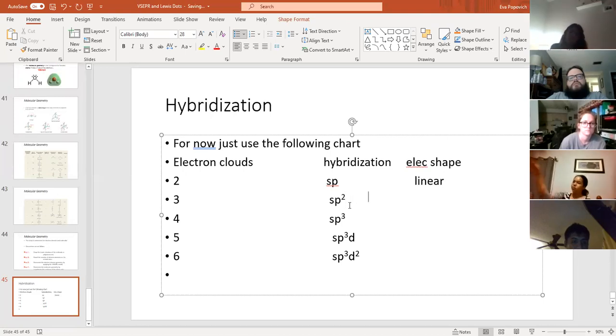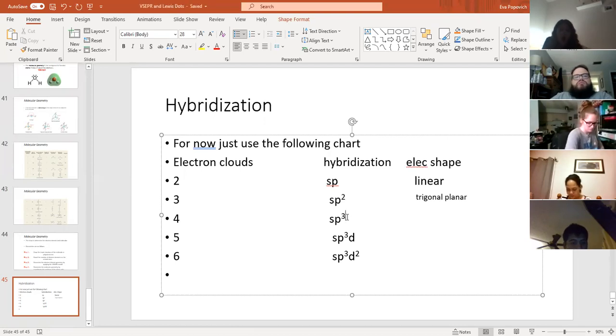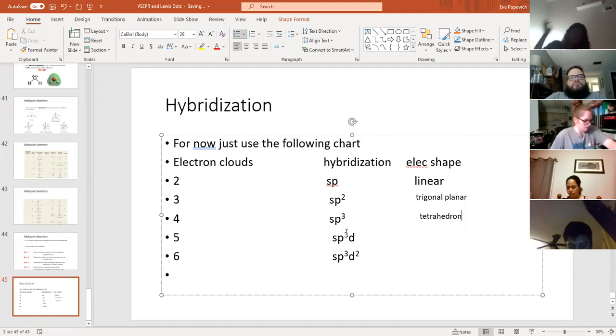Coincidentally, if I have 3 electron clouds around there, this is going to be trigonal planar. I have the need to have 4 things around my center atom. My hybridization is going to be 1 S and 3 Ps. A tetrahedron.